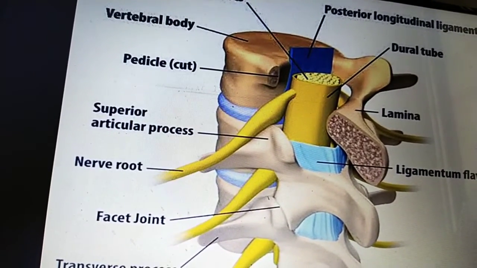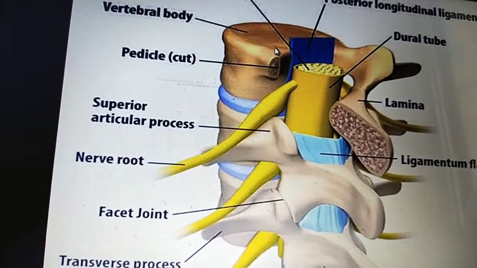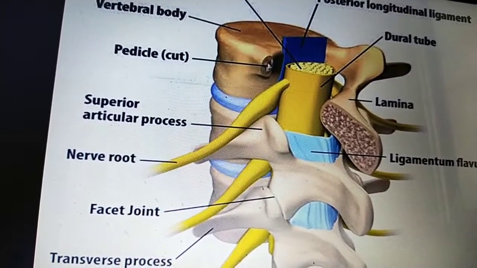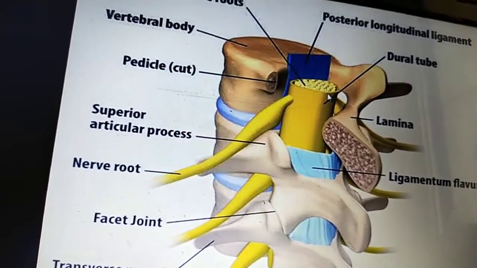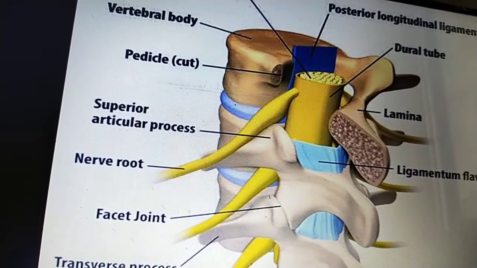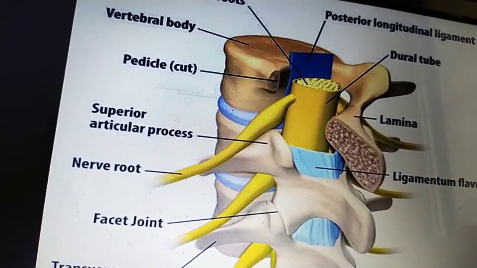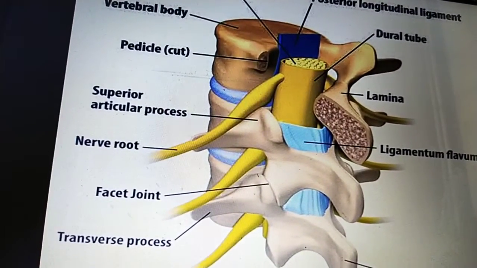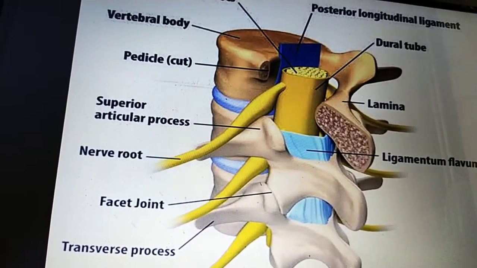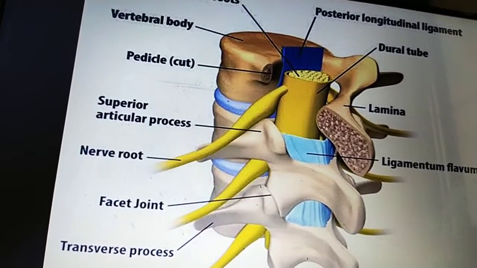You can see here this is the body, and this posterior part is the vertebral arch. By that this foramen was formed. The vertebral foramen begins at the cervical vertebrae and continues inferiorly to the lumbar vertebrae. The vertebral foramen houses the spinal cord and its meninges.